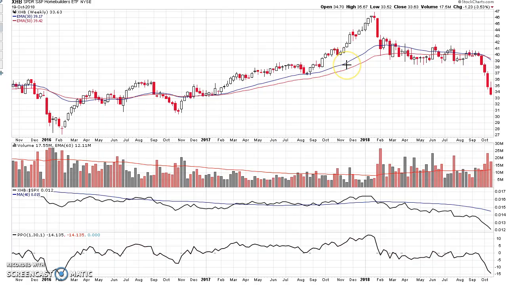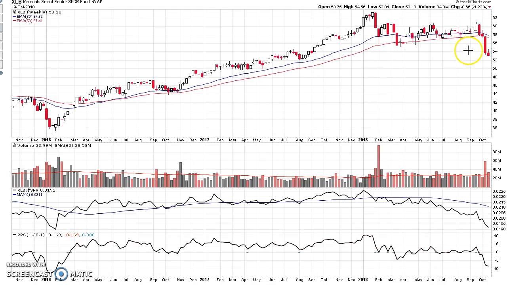A couple other things: the home builders have just been absolutely annihilated the last couple of weeks. This is very scary, and they're down like 24% for the year now. So seeing something like this happen is not good for the overall market. The same with the material sector, which got hammered pretty bad over the last couple of weeks, and now has violated all support levels and is definitely in a stage 4 now. So again, we're seeing a lot of negative developments in the market.